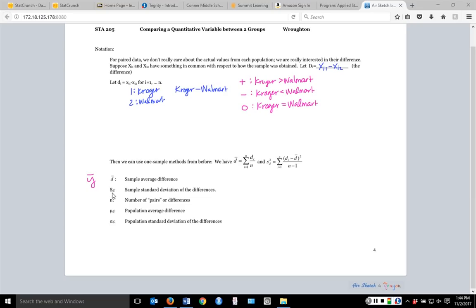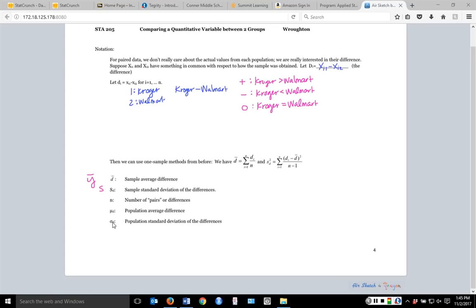On that same note, SD is very similar to the S we've seen before, which was our sample standard deviation. The D is just there to emphasize that it's the standard deviation of the differences. So I'm working with these differences, again, not the actual prices. N we've seen before, but it's defined a little differently here. It's the number of pairs, or differences, I have. For example, if I have 20 items that I got at Kroger and 20 items that I got at Walmart, my sample size is just 20, because I have 20 pairs that I'm working with.